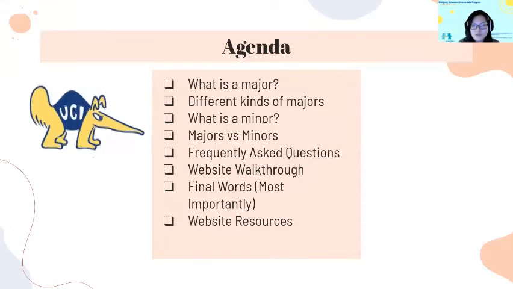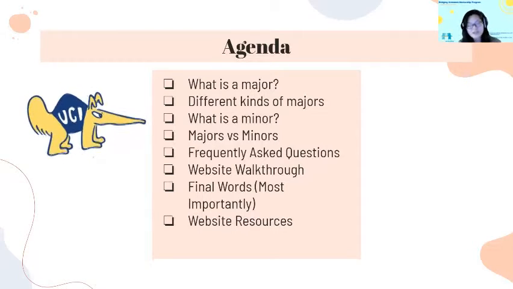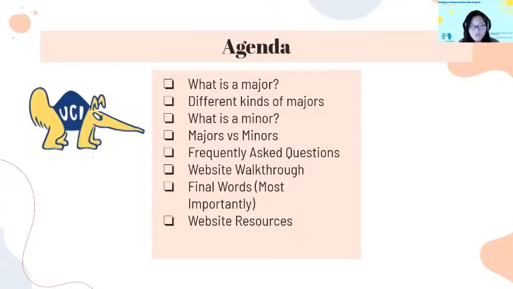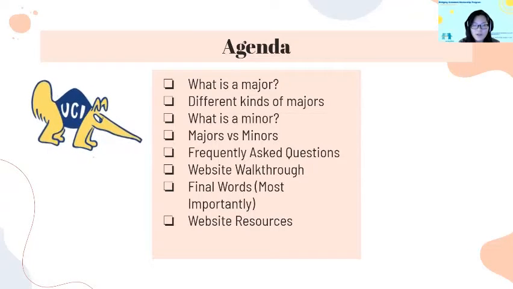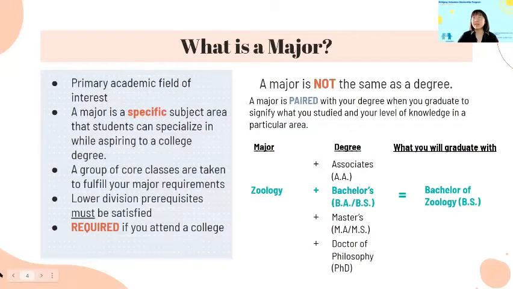We're going to first discuss what exactly a major is and the different types of majors. Then we're going to talk about minors and how they're different from majors. Go through a frequently asked questions section, a website walkthrough, and then some final words before we show all of the website resources. Okay, so what is a major?